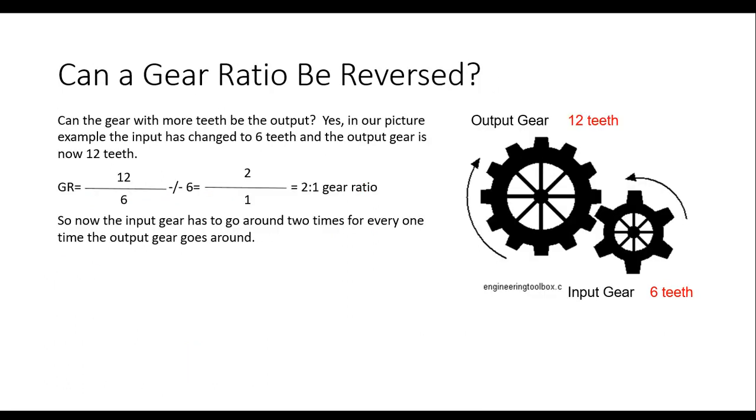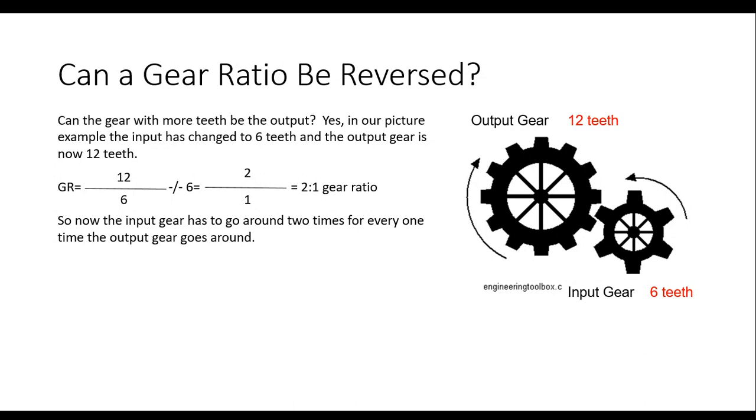I also want to make sure you guys understand that these numbers can be reversed. If we think about a mountain bike, we have lots of different gears, and sometimes we have a big gear that's turning a small gear, and sometimes we have a big gear that's turning a bigger gear when we ride a mountain bike.